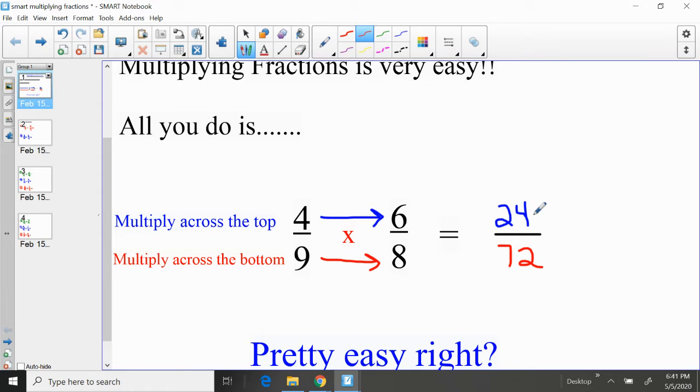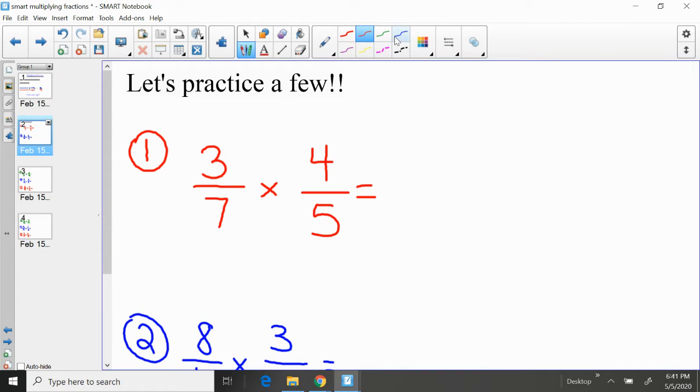Yes, you could reduce this to lowest terms. I'm not going to ask you to worry about that right now. If you want to, please do, but I want you to just remember the concept for now. So just practicing a couple more. Again, multiplying across the top with your numerator, 3 times 4, that's 12. Multiplying across the bottom in your denominator, 7 times 5, that's 35. So your final answer is 12/35.